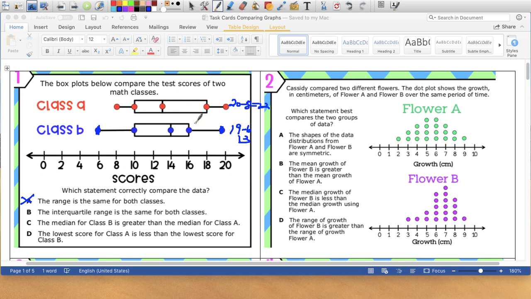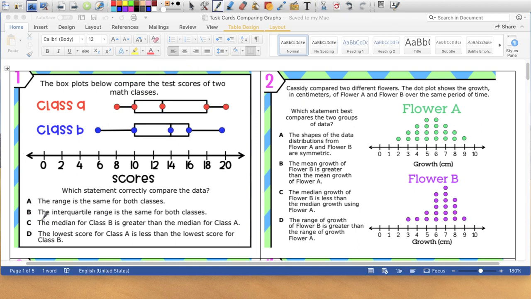They're not the same. Okay. The interquartile range is the same for this class. So do you think this box, which is the interquartile range, right, this one and this one, is the same size? No, they're not. So if you did Q3 minus Q1, do you think you're going to get the same answer? No, so that's also garbage.